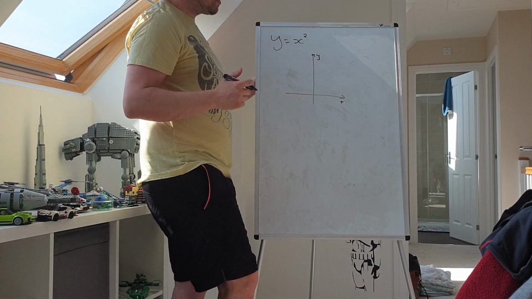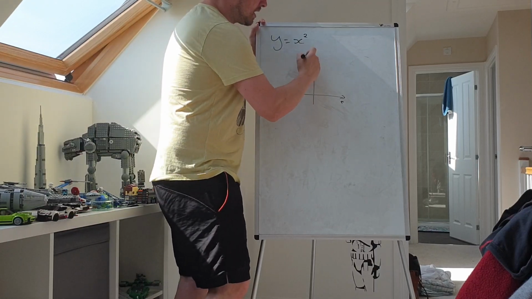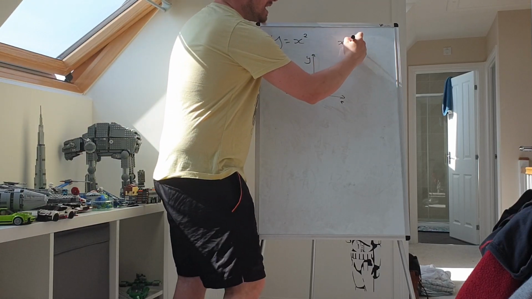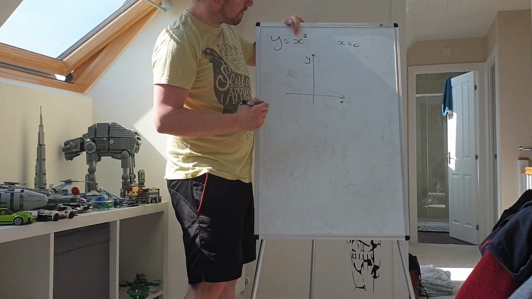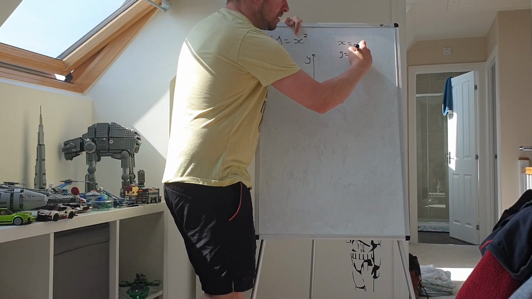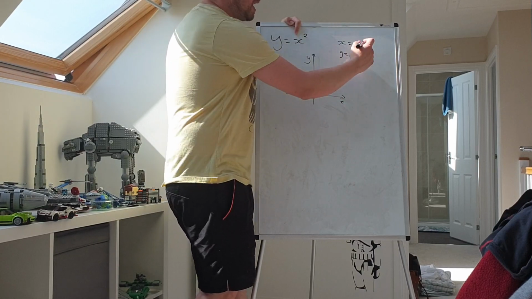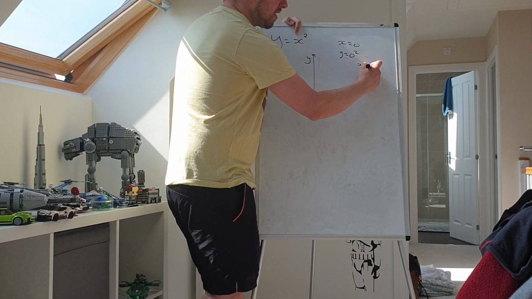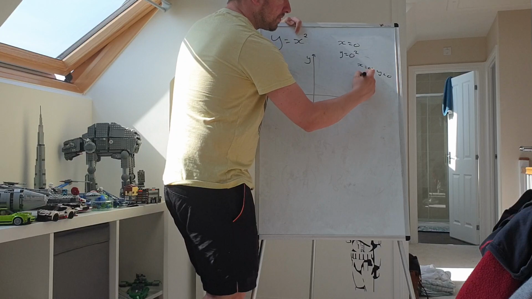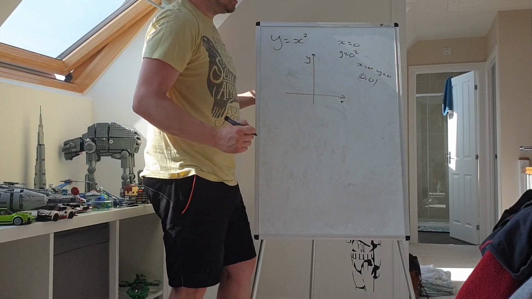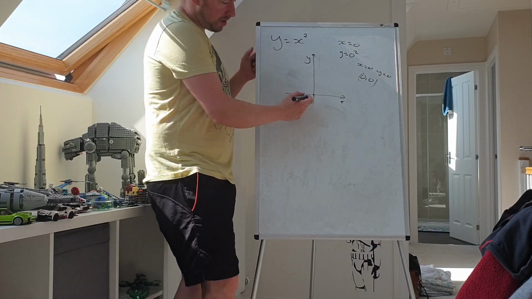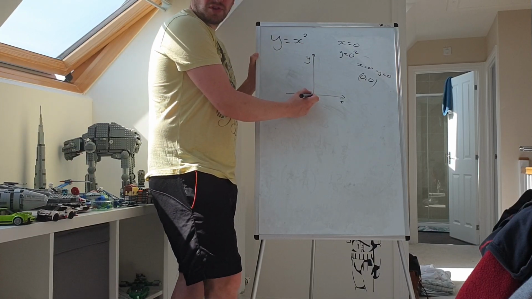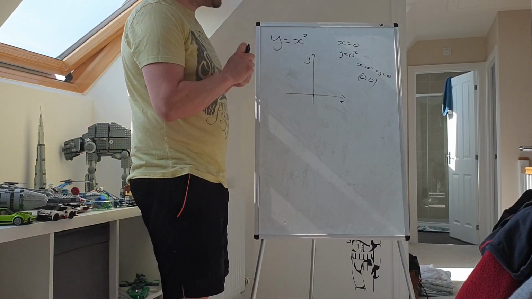The way we find out where it goes through the y-axis is we set x equal to 0. So if we do that, y equals 0 squared, which is 0. So therefore when x is 0, y equals 0. So 0, 0 is going to be that one there. Now because we know it goes through the y-axis at 0, it also goes through the x-axis at 0. Let's just double check that.